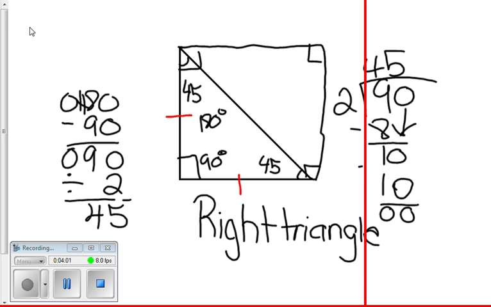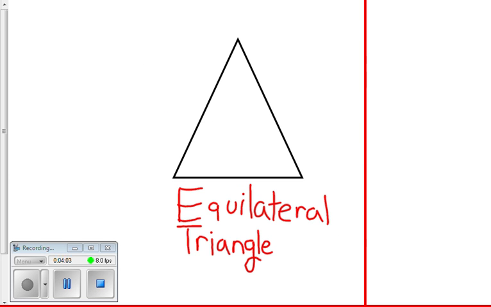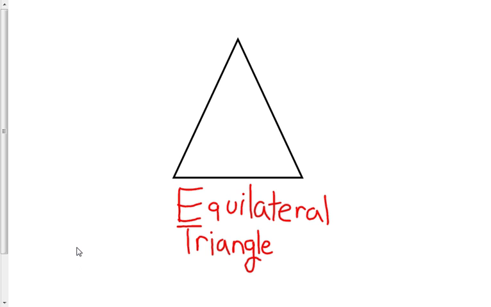All right, let's move on to our equilateral triangle. This is our equilateral triangle. An equilateral triangle has congruent sides. Can you tell us what congruent means again, Alicia? Congruent means that all the sides of the shape are equal. And if all the sides are equal, what does that tell us about the angles? That they are equal too.